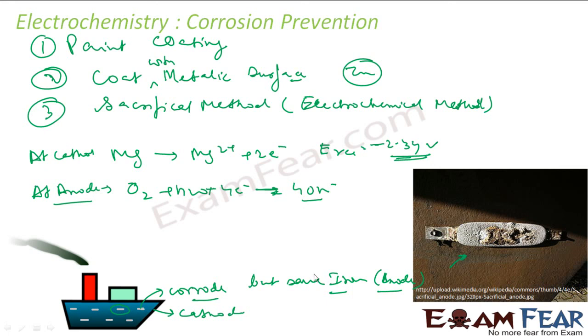But this gets corroded and you have to replace it from time to time, but that saves money, right? Because you are saving the whole ship from getting corroded. This is a very good method that is used, the sacrificial method.